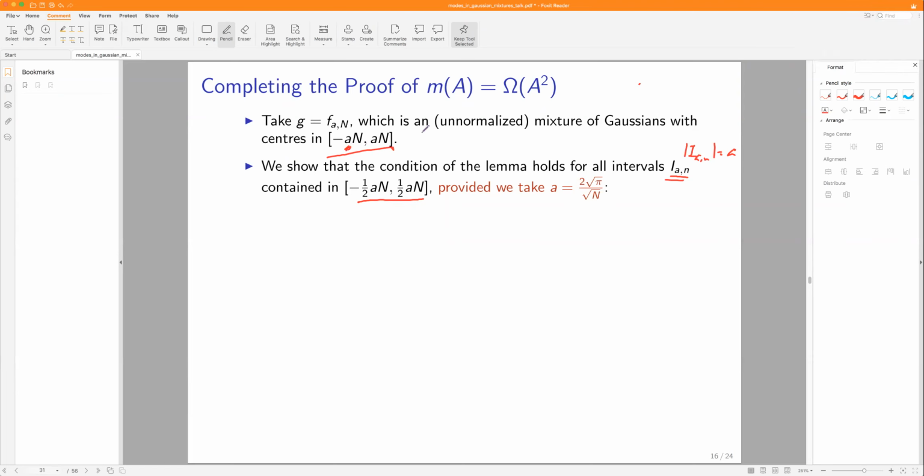What I will do is choose a to be about 1 over root n. If I choose a to be 1 over root n, all the Gaussians now have centers between negative root n and root n. But then the number of modes is of the order of n, so there has to be order square root, square.